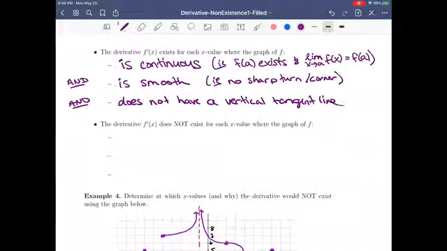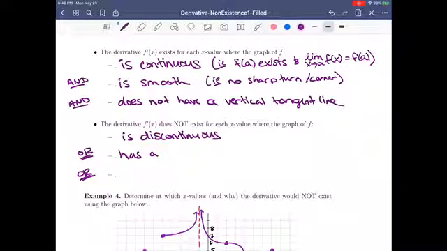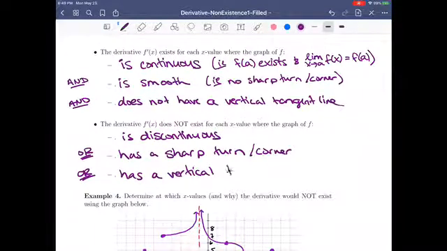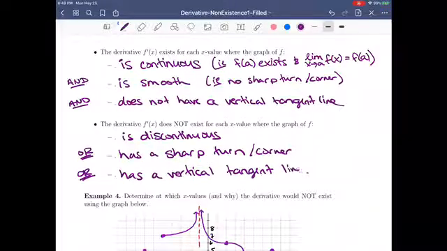Said another way, which maybe is easier to think about, the derivative does not exist for x values where it's discontinuous, or it has a sharp turn or corner, or it has a vertical tangent line. So these are now ors instead of ands. Having any one of these is enough to say that the derivative does not exist, and we would say it's not differentiable at that point.